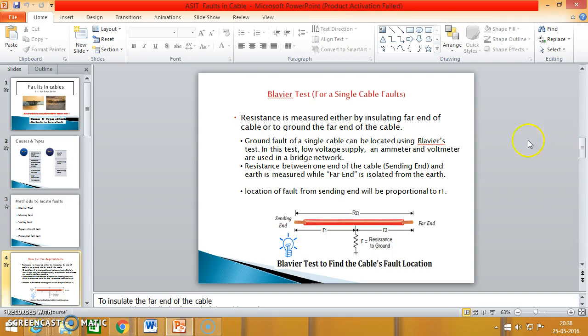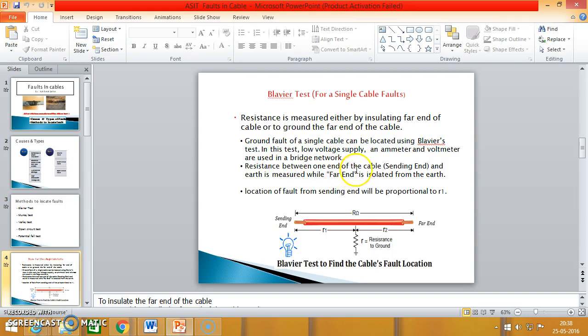First one is Behavior test for a single cable fault. Resistance is measured either by insulating the far end of the cable or by grounding the far end of the cable. Ground fault of the single cable can be located using Behavior test. In this test, a low voltage supply, an ammeter and a voltmeter are used in a bridge network.